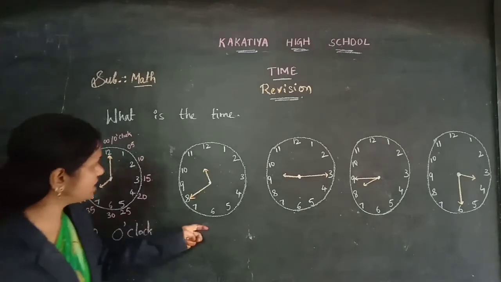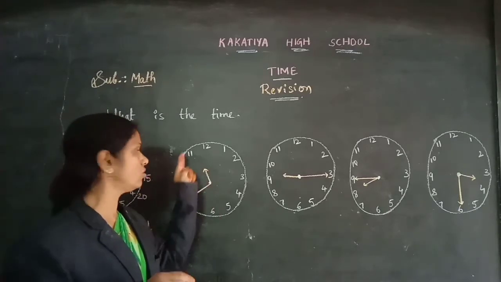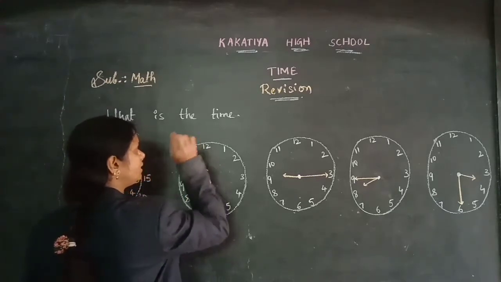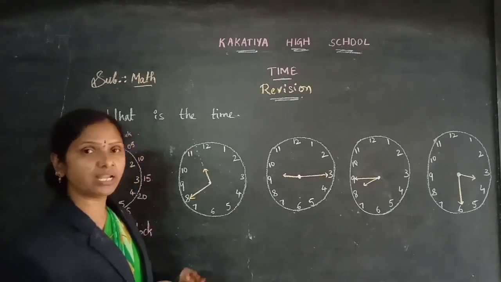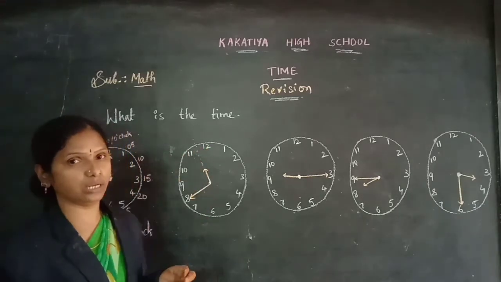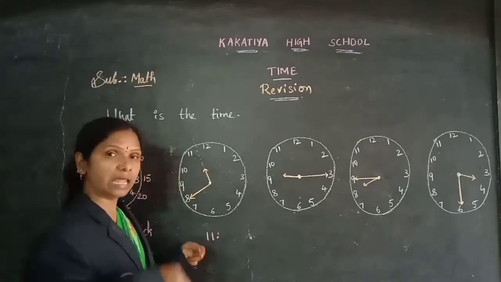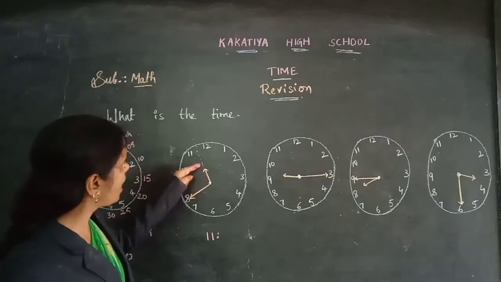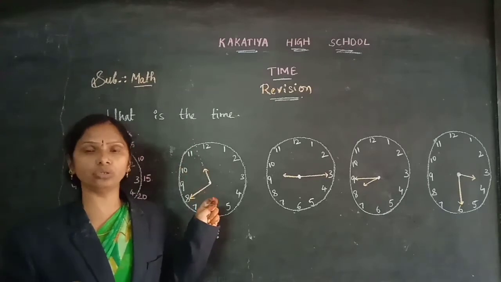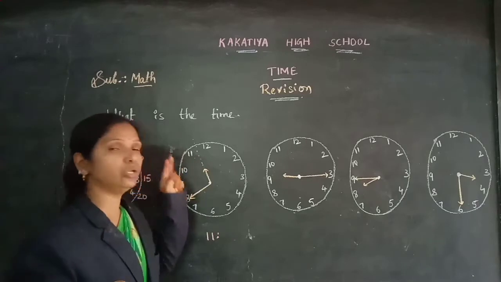Now coming to this watch, see here the hour hand is not showing exactly 11 and not showing exactly 12. It is lying between 11 and 12. It crossed 11, but till now it didn't reach 12, children. So it is still 11 hours only. The hour hand is lying between 11 and 12, but it didn't reach 12 o'clock, so you have to take the hour as 11 only.